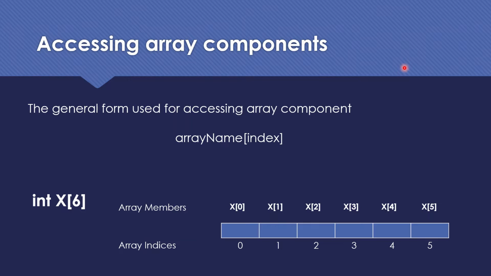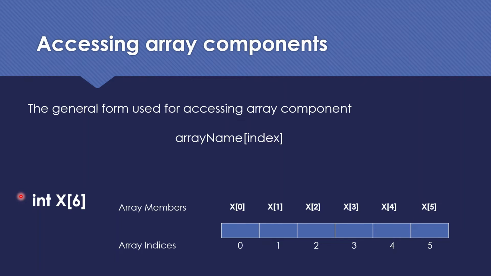After creating arrays, we have to know how to access the elements or components within the array. The general form used to access the array components is this. We can use this piece of code within our C++ program. First of all, we state the array name, and within square brackets we state the index. So what is this index? This index is the position of the component in the array. So let's take this example.